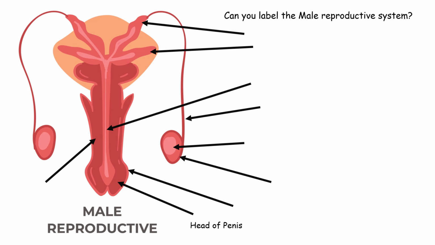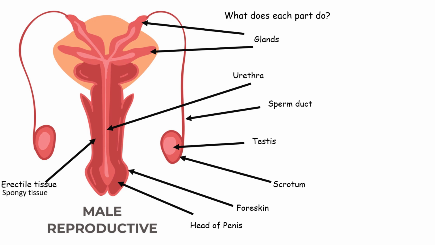Okay, the head of the penis is at the start. Then we have foreskin, followed by the scrotum, the testes. Here we have the sperm duct, the urethra, the glands, and finally the erectile tissue. But what is it that each part does? Do you know the functions?